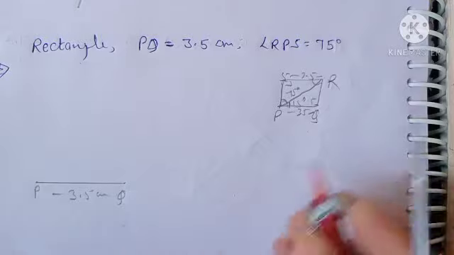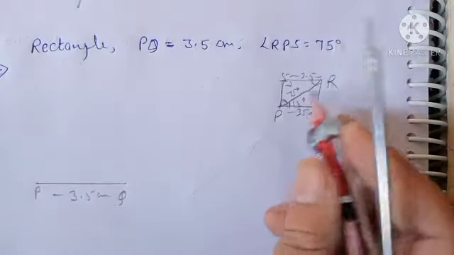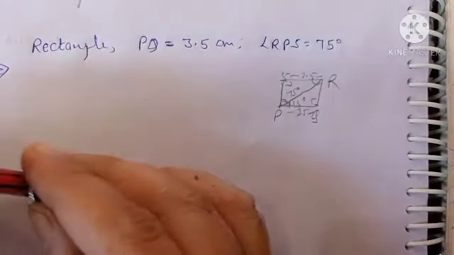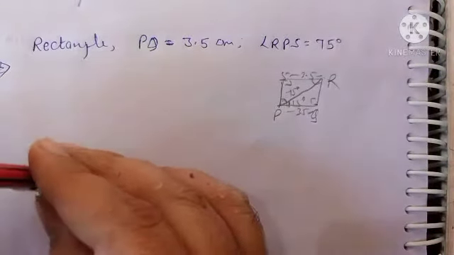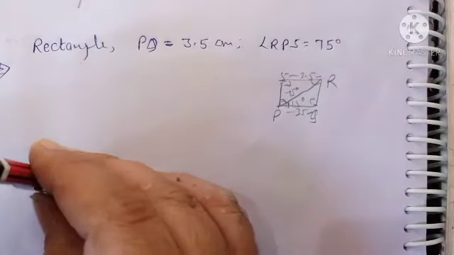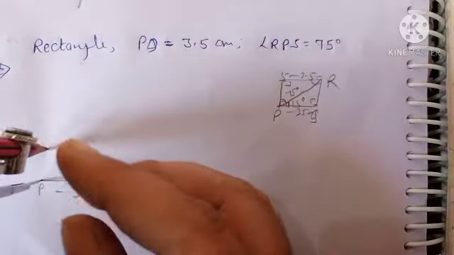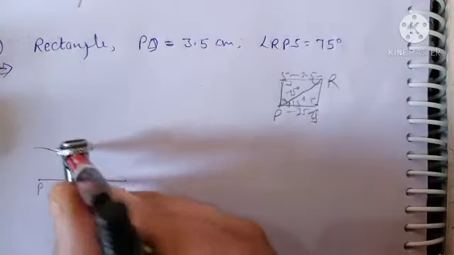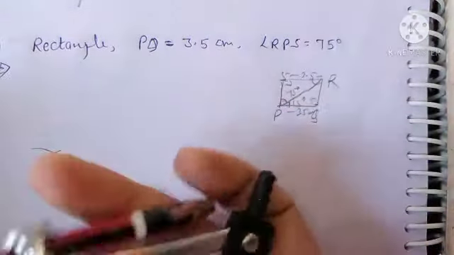Now we have to make this angle. Here you can see QPR, this is a 15 degree angle. So at P we will draw a 15 degree angle. So how can we draw? First of all we have to draw a 60 degree angle, then half of 60, then half of 30. So here you can see this is 60, join them.